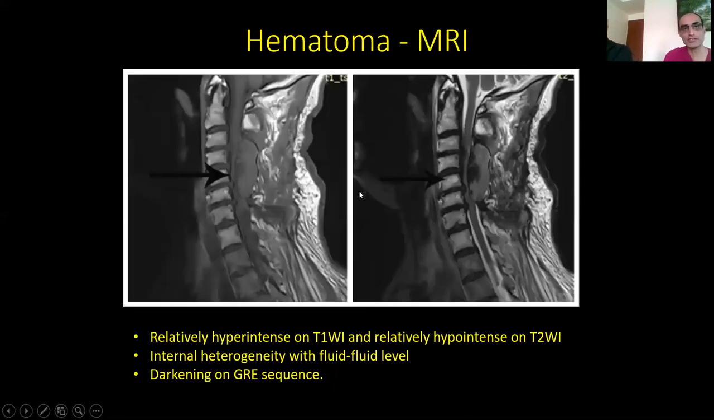As far as MR is concerned, the hematoma will be relatively hyper-intense on the T1 weighted images and relatively hypo-intense on the T2 weighted images with respect to the CSF. Now, the appearance of the hematoma keeps changing with time depending upon the degradation of the hemoglobin and also depending upon the liquefaction. But this kind of appearance, hypo on the T2 and hyper on T1, is typical for a hematoma. It may show internal heterogeneity with fluid levels, and if you do a gradient echo sequence, the hematoma will appear very dark.